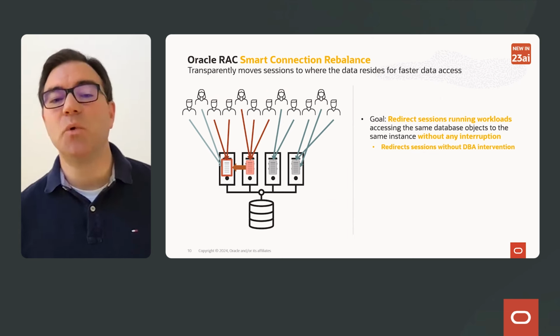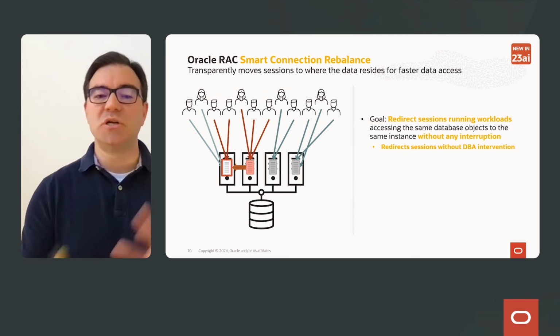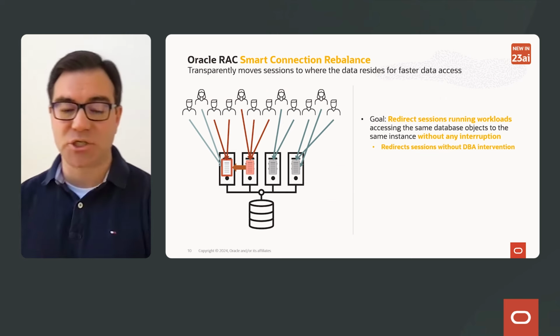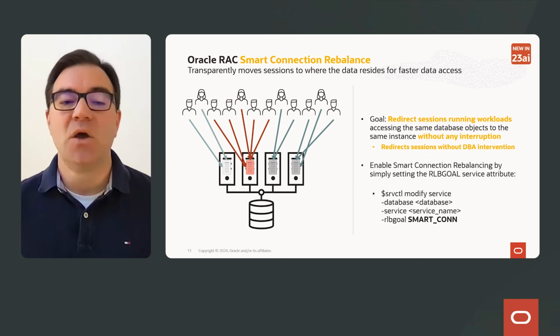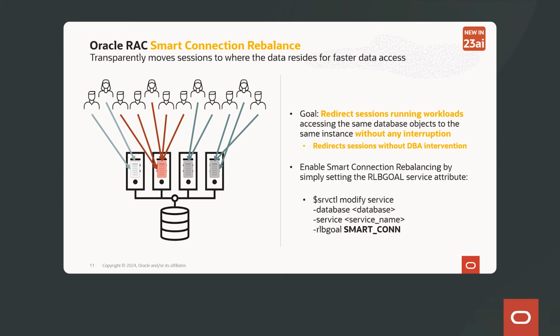Now, sometimes it would be much smarter not always to deliver the data, but relocate the session to where the data actually resides in the cluster. And that's exactly where Smart Connection Rebalance comes in. Smart Connection Rebalance's goal is to redirect sessions and the workload to where the data resides in the cluster. And it wants to redirect these sessions transparently, of course, and without manual intervention by the DBA.